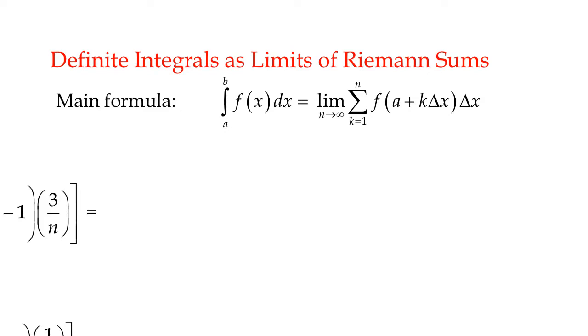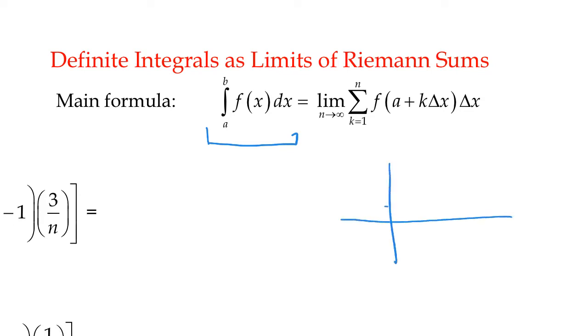Okay, so we've got this formula here, our definite integral that we know very well, from a to b of f of x dx. And then it's got this limit as n approaches infinity of the sum from k equals 1 to n of f of a plus k delta x times delta x. Oh my gosh, there's so much there. Okay, so what in the world is that?